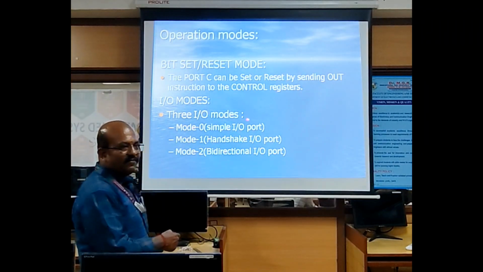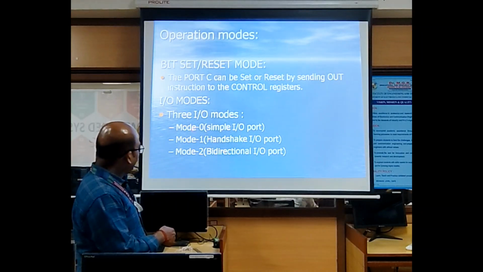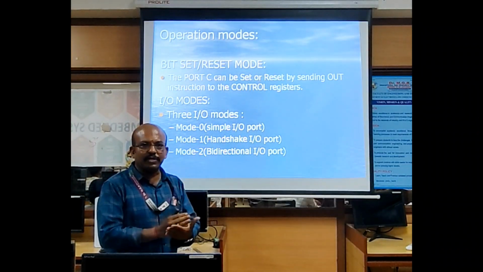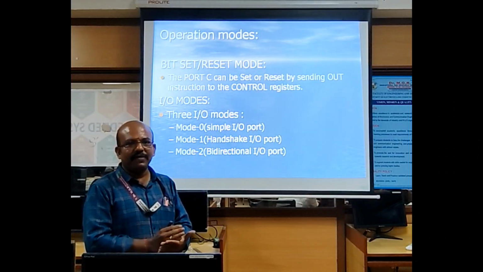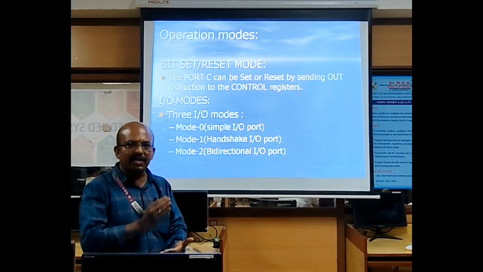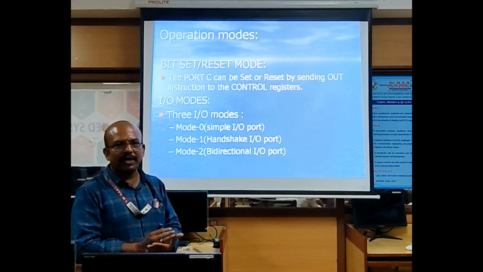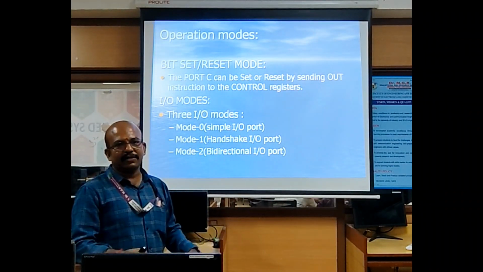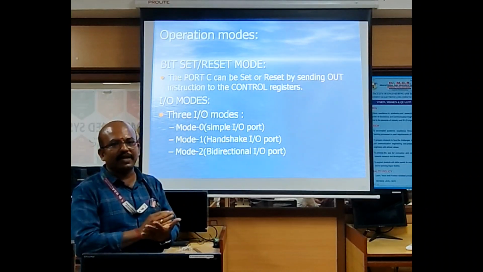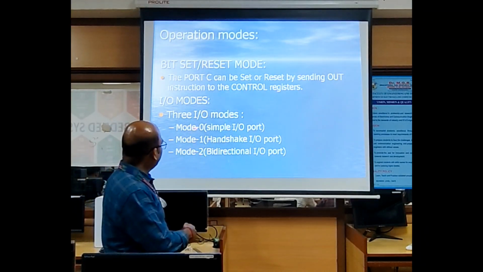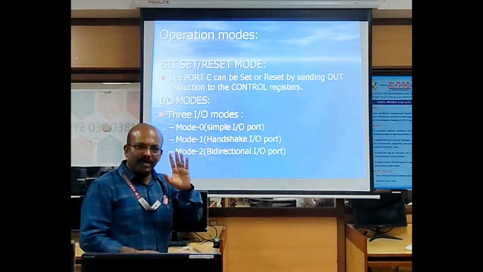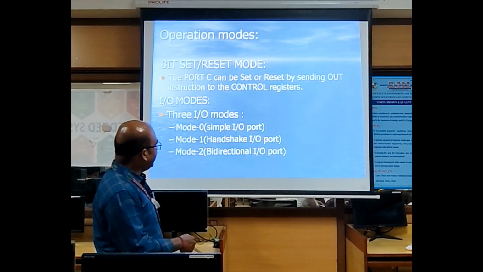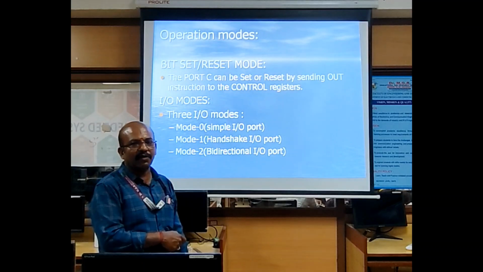And IO mode we can further divide into 3. Mode 0, simple IO mode. Simple IO mode means all the 3 ports act as IO ports. We can connect input output devices to all the 3 ports. There are no control signals. So if your application has no need of control signals, we can choose mode 0. Suppose your application needs control signals, then we can choose mode 1, handshaking IO port, that is the control signal IO port.